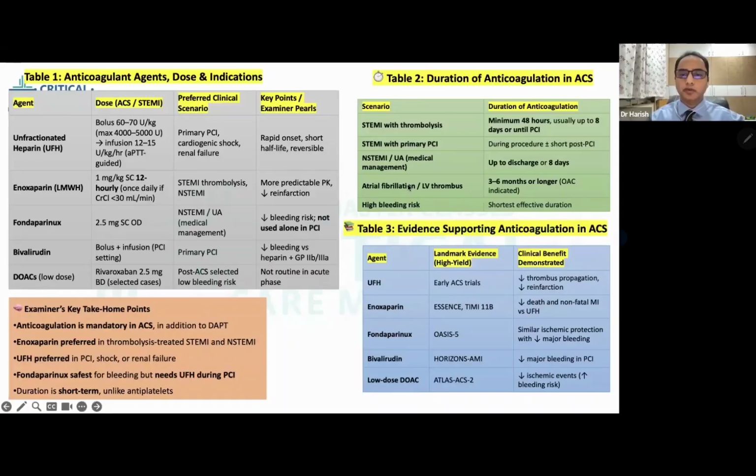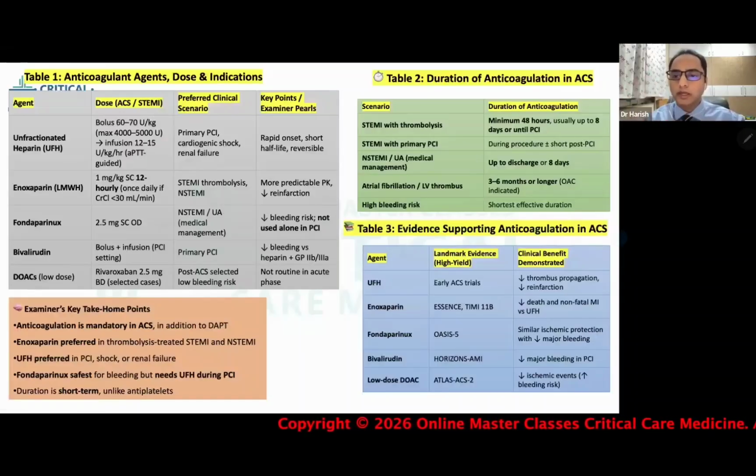Atrial fibrillation, or if a patient has LV thrombus, then we need 3 to 6 months of therapeutic anticoagulation. Sometimes they need an oral anticoagulant on maintenance. With high bleeding risk, the shortest effective duration is okay, maybe like 3 days, if the patient is having a high risk of bleeding.